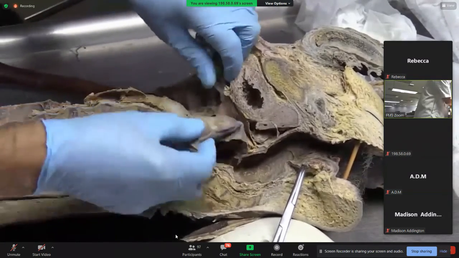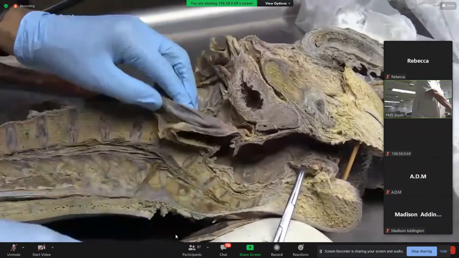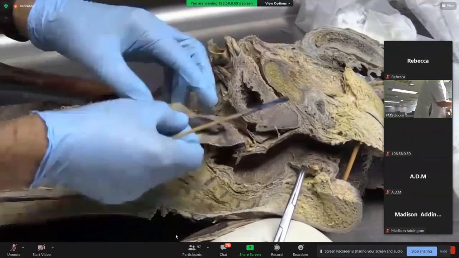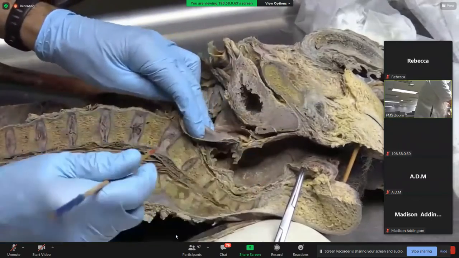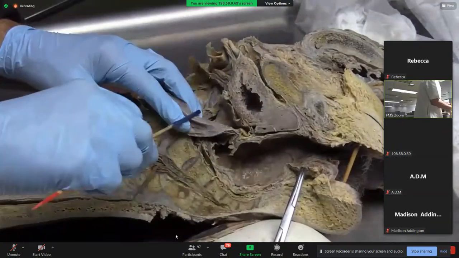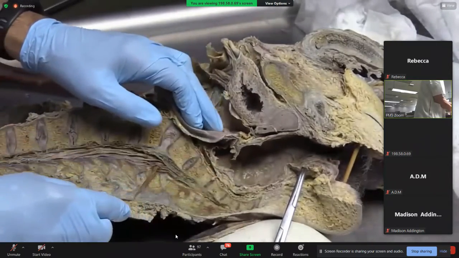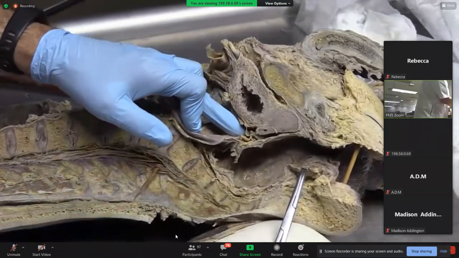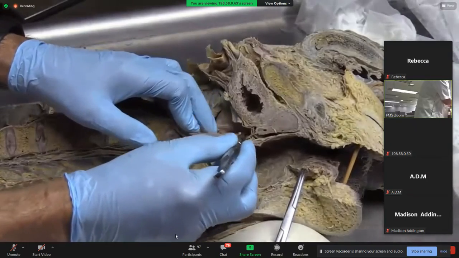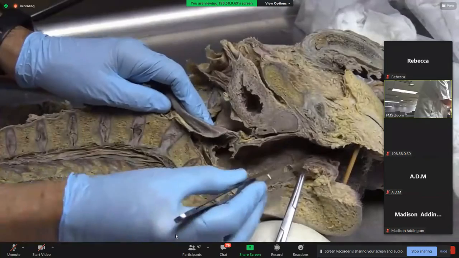So here, the peritoneum at the superior surface of the bladder, then the peritoneum at the anterior surface of the third part of the rectum. That's the rectovesical pouch. So we can see that most of the rectum is extraperitoneal, just like the bladder.